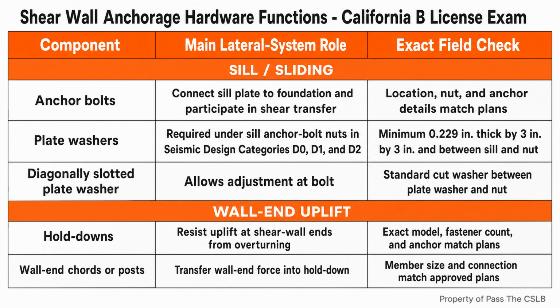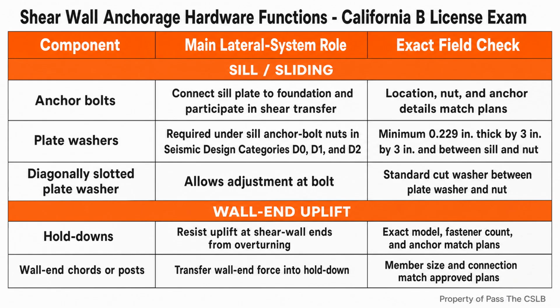At the wall ends, I trace the cord into the hold down and the hold down into its anchor. At the base, I verify sill anchorage and the required plate washers. I also coordinate other trades. If a plumbing route conflicts with a shear wall location, wall end cord, hold down, or required blocking, I stop the affected work and obtain an approved resolution. I do not tell a crew to move structural hardware or shift the wall around the conflict.